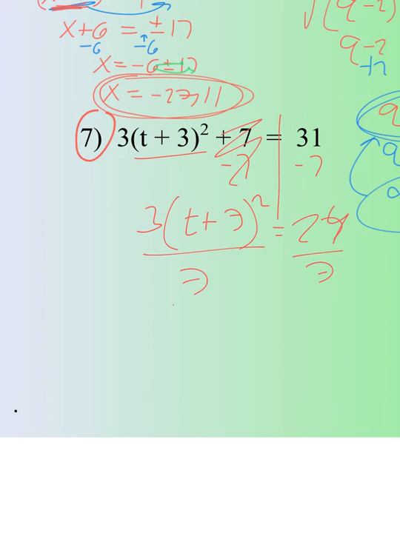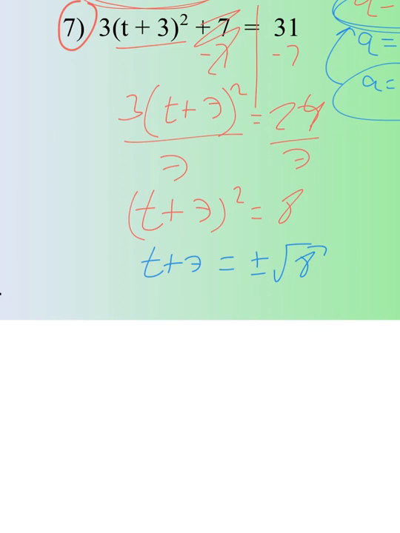Divide both sides by 3. T plus 3 squared equals 8. And now it's like I'm taking the square root of both sides, really, right? So t plus 3, just those two terms by themselves, equals the positive or negative square root of 8, okay? So I'm going to leave that just like it is for now. We'll find what it is to the nearest hundredth in just a little bit. I'm going to keep solving, though. Minus 3 from both sides. Subtract 3. T equals negative 3 plus or minus the square root of 8.